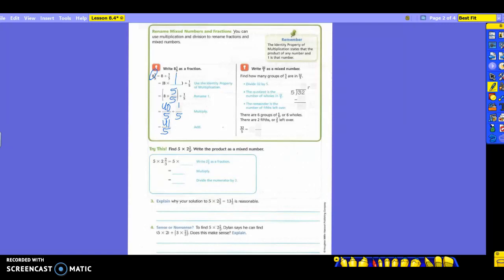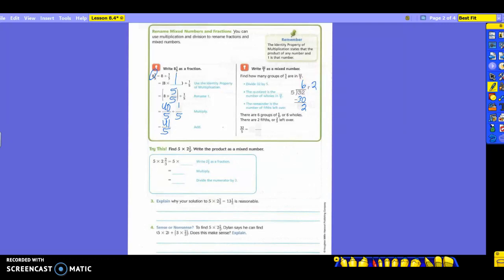This time we're going to write 32/5 as a mixed number. So, find out how many groups of 5/5 are going to be in 32/5. So we're going to divide 32 by 5. Yes? How many times does 5 go into 32? So that's going to go up here. What's 6 times 5? 30. What do I have left over? 2. Can I divide 5 into 2? Nope. So I'm going to have a remainder of 2.